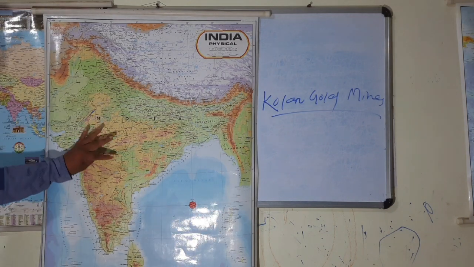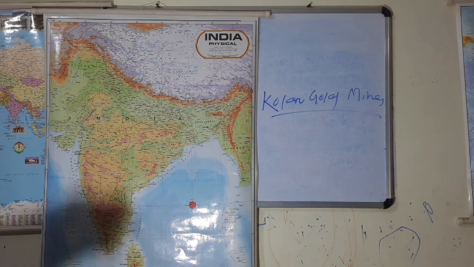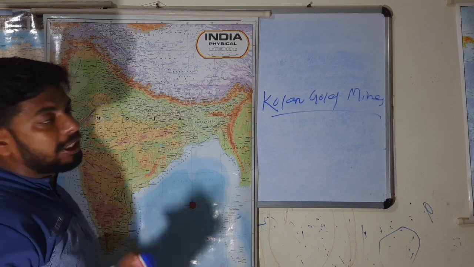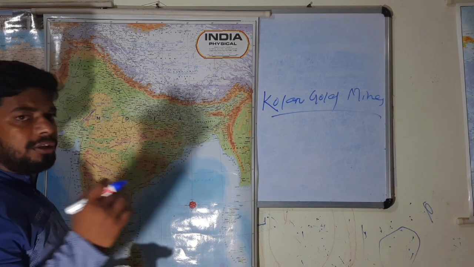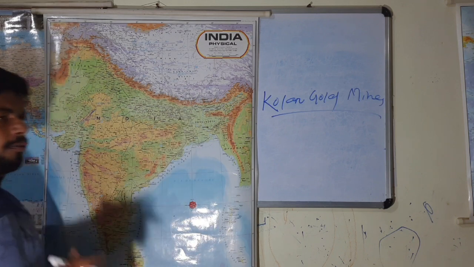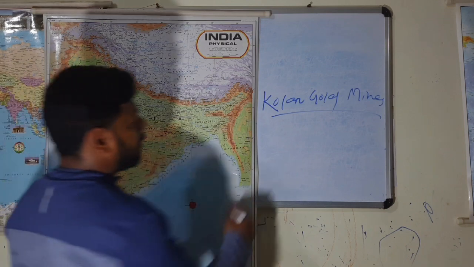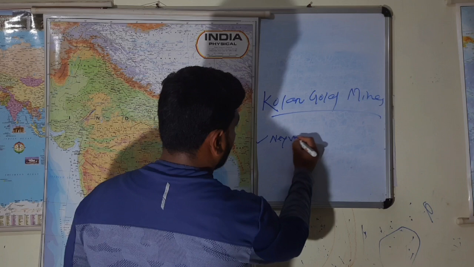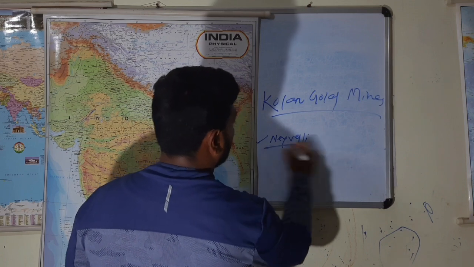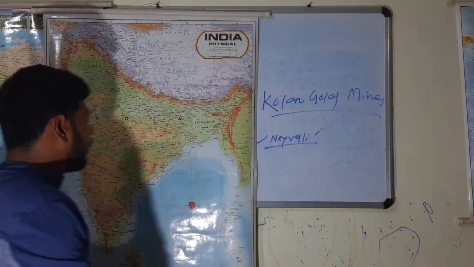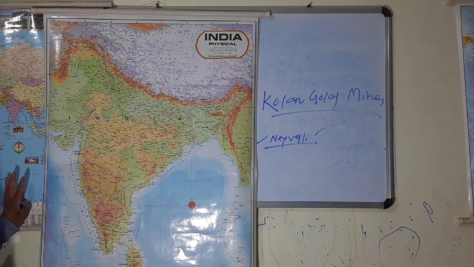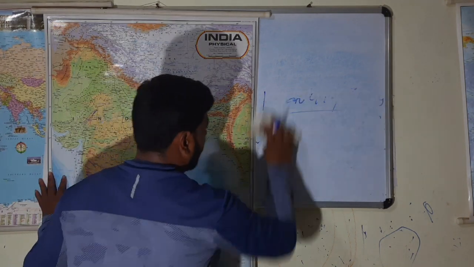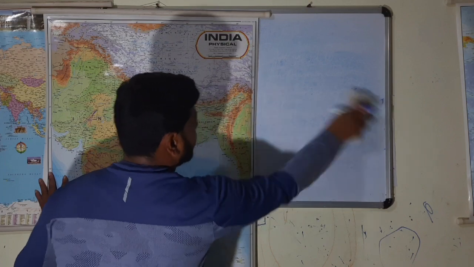So within Karnataka, it means within the Deccan Plateau, a huge amount of gold and iron ore is found. Apart from that, coal is also found. Actually, one kind of coal named lignite is found in Neyveli only. Okay, clear? So we have understood the Deccan Plateau and its various significance.